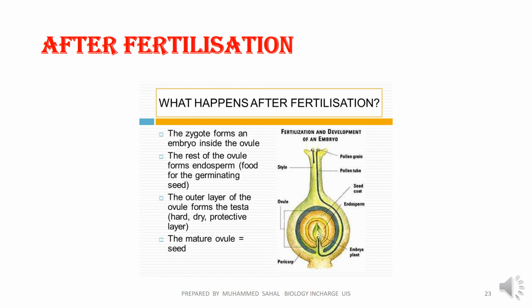As the seeds are forming, other changes are taking place. The petals and stamens fall away. The sepals usually fall away too, but sometimes, as in the case of the tomato plant, they may stay in place. The stigma and style wither and the ovary changes into fruit.